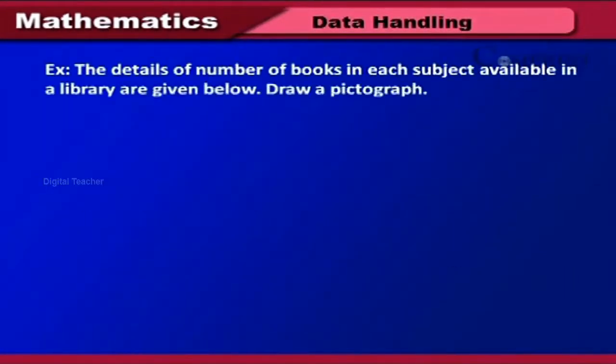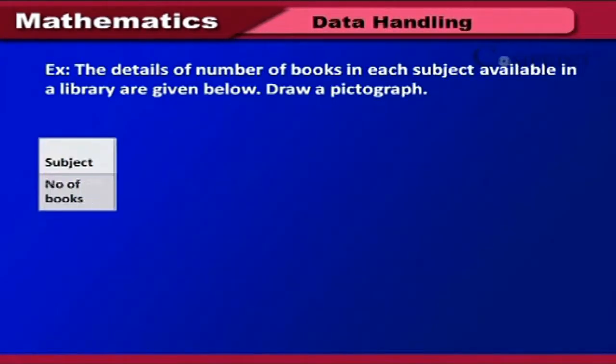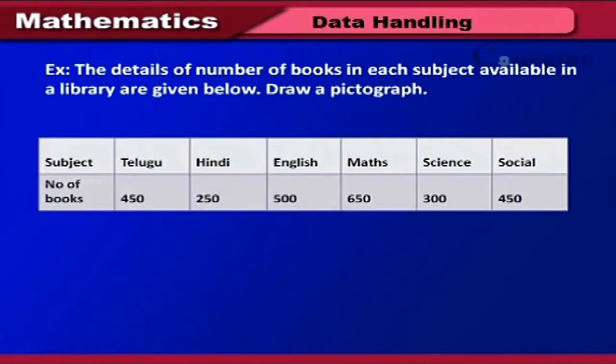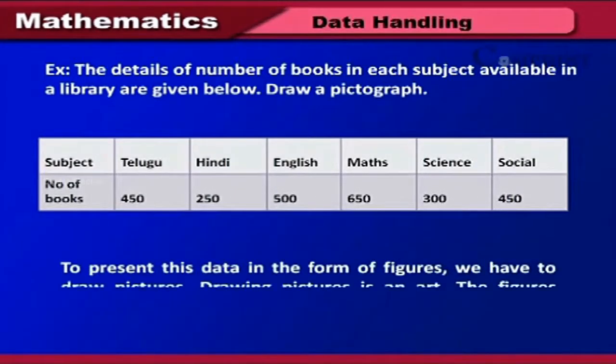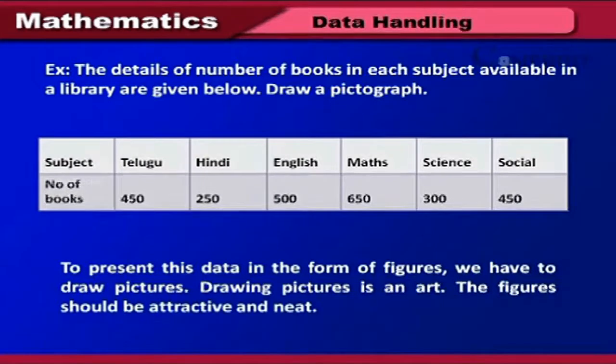Example. The details of number of books in each subject available in a library are given below. Draw a pictograph. Subject, number of books. Telugu 450, Hindi 250, English 500, Maths 650, Science 300, Social 450. To present this data in the form of figures, we have to draw pictures. Drawing pictures is an art. The figures should be attractive and neat.